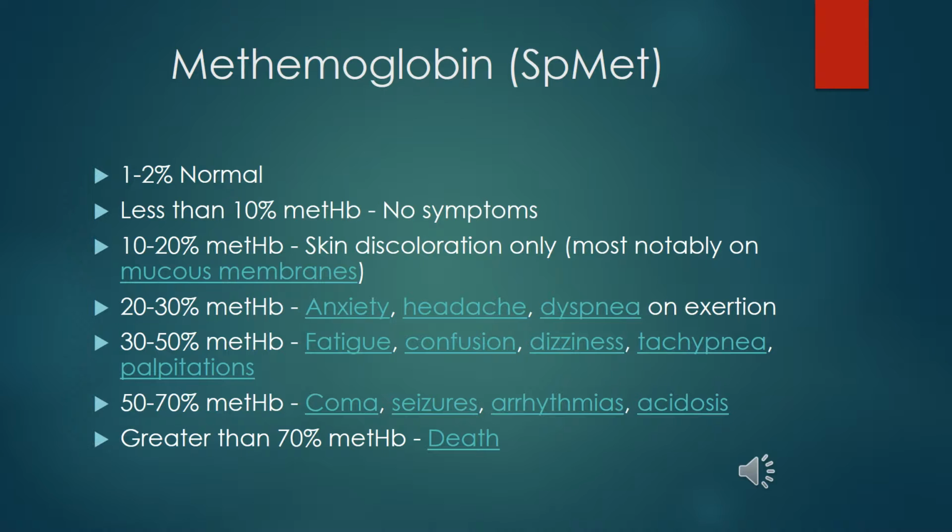30 to 50%, you get fatigue, confusion, dizziness, tachypnea, and palpitations. 50 to 70% levels involve coma, seizures, arrhythmias, and acidosis. And then greater than 70%, you're looking at death because there's just not any oxygen going to the body, because oxygen cannot bind to the hemoglobin at that point. So it's very important to treat. Get transported to an acute care facility where they can administer methylene blue.